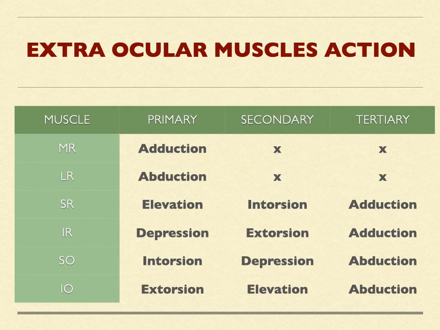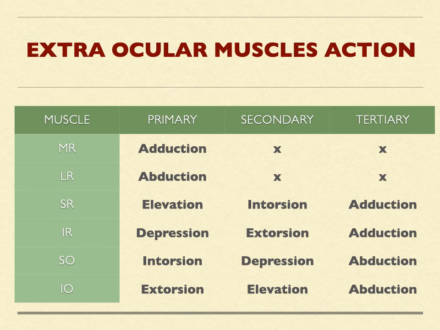Here is a summary of extraocular muscle action. The first muscle is the medial rectus. It has only one action, which is adduction, or moving the eye nasally toward the nose. The lateral rectus, when it contracts, moves the eye laterally, which is called abduction. It has no secondary or tertiary action. The other muscles have primary action and secondary and tertiary actions.